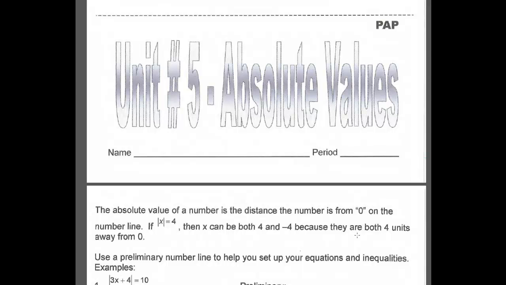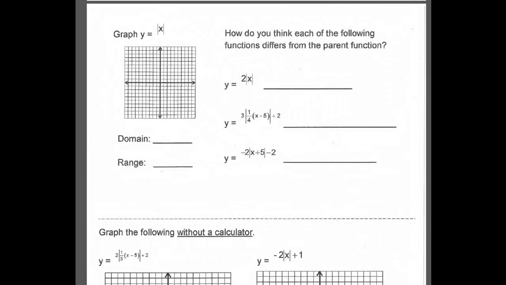We continue Unit 5, Absolute Values, with the transformations of the absolute value parent function. This lesson entails the parent function absolute value that we talked about in Parent Functions, Unit 1, and also Unit 2 when we talked about parent function transformations. But in this lesson, we're only going to deal with the absolute value.